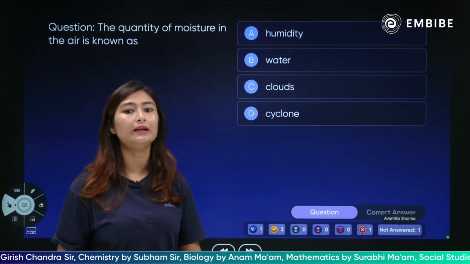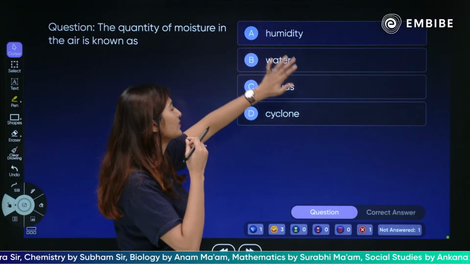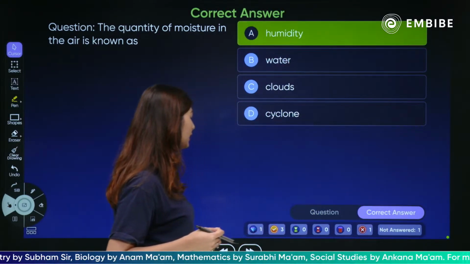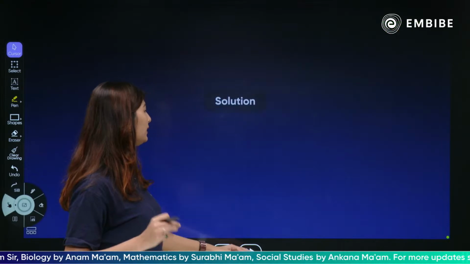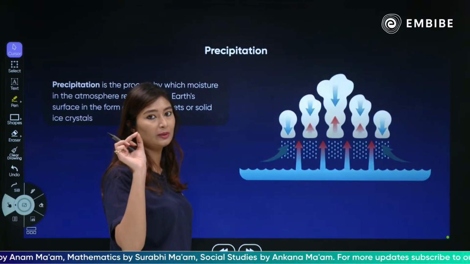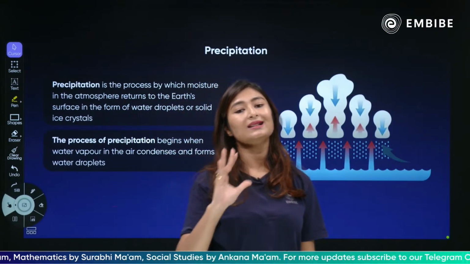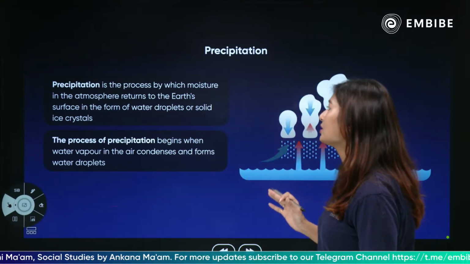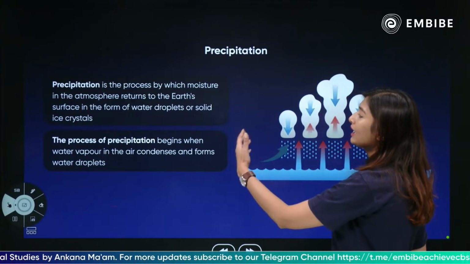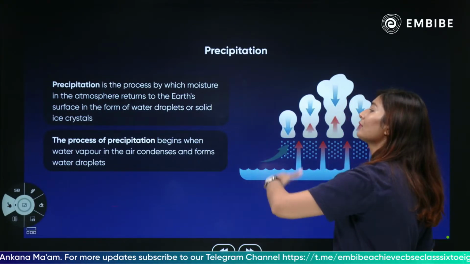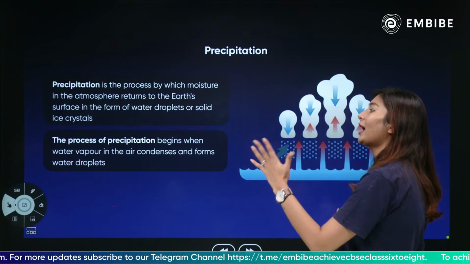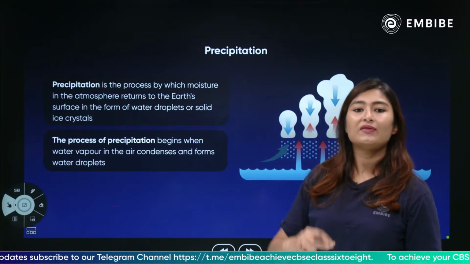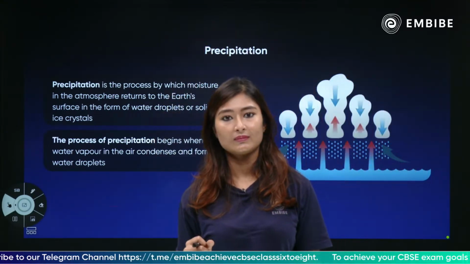So it will be humidity, है ना? जब आप नमी महसूस करते हो, चिपचिपापन महसूस करते हो, उसको क्या बोलते हैं? Humidity बोलते हैं. That is the amount of moisture, water vapor present in the air. Then comes precipitation. What is precipitation? Precipitation is the process by which the moisture in the atmosphere returns to Earth's surface in the form of water droplets or solid ice crystals. We have seen a lot of things falling from the sky.